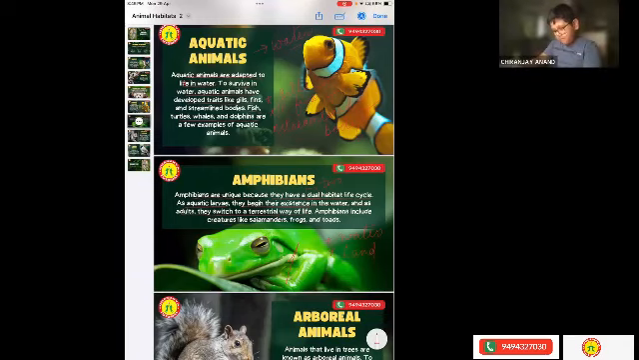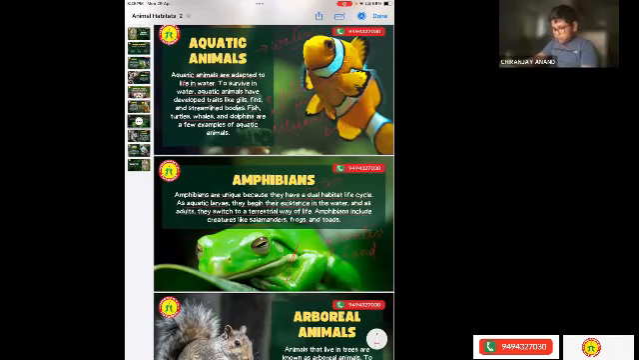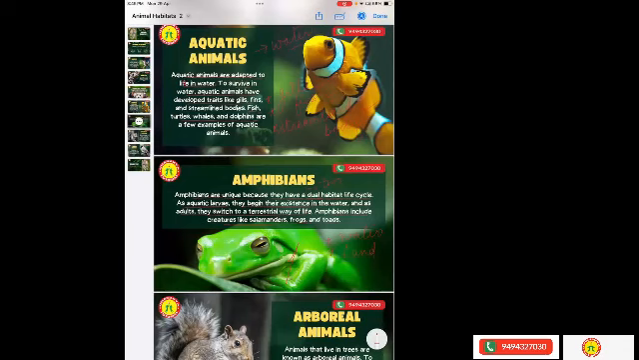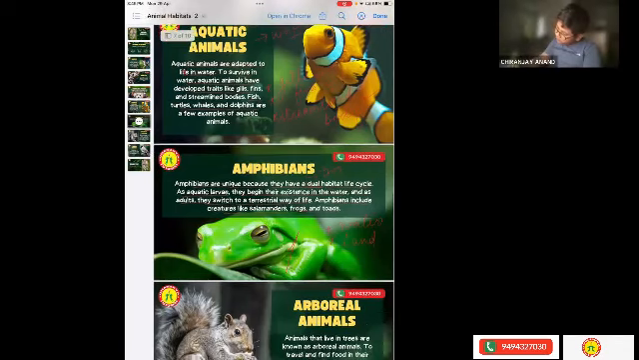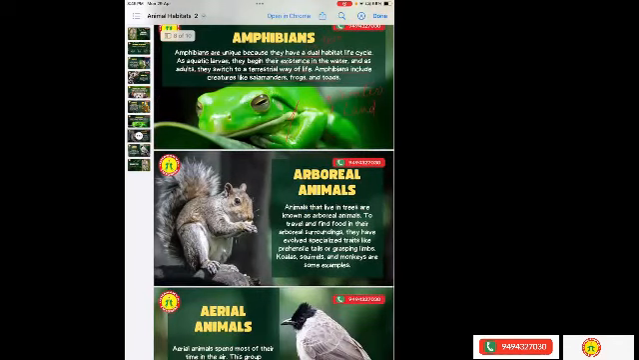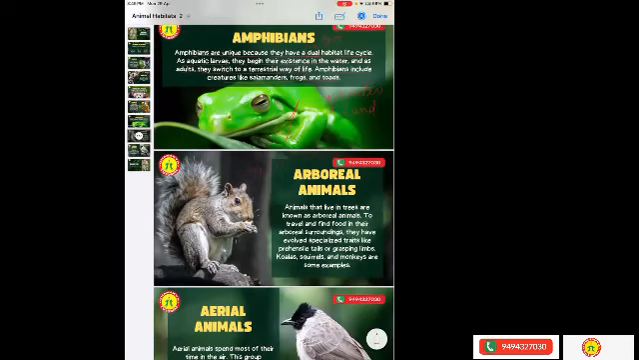It includes salamanders, frogs, and toads. So initially they will be in the water, but when they grow up, they will be on the land. So these animals are called amphibians. Now the next one, arboreal animals. It means they live on the trees.